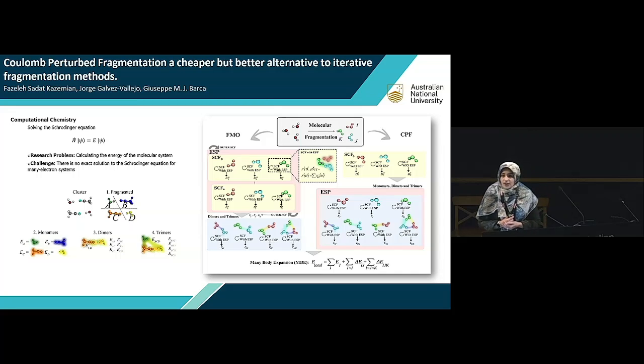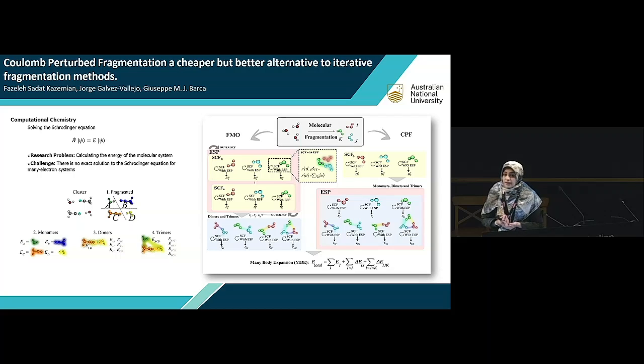So all of the researchers are working with interesting systems which have thousands of atoms. It makes it impossible to calculate with these systems with the traditional Hartree-Fock methods. So we design and develop new HPC algorithms called CPF and scale them on exascale systems.